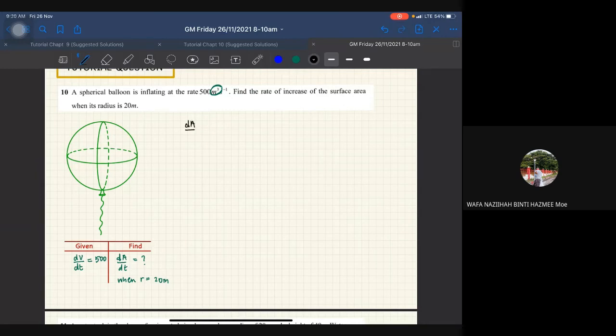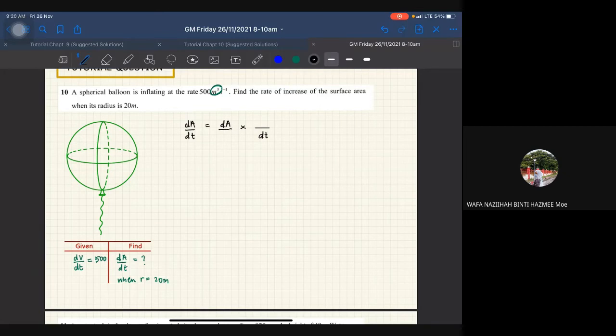Okay, so tadi kita buat dV. So now I want to do dR pula. So dia sepatutnya akan dapat jawapan yang sama juga. Okay, so sekarang saya letak dR. dR dekat situ. Betul ke? dA dR times dR dt.